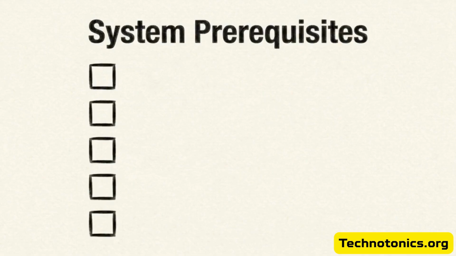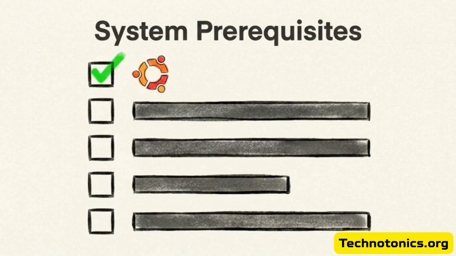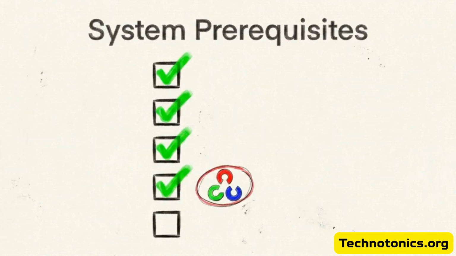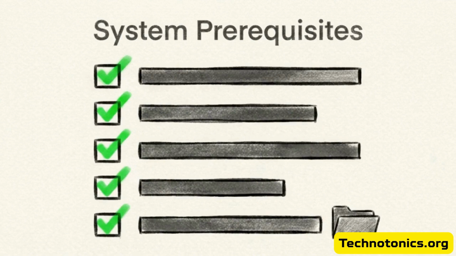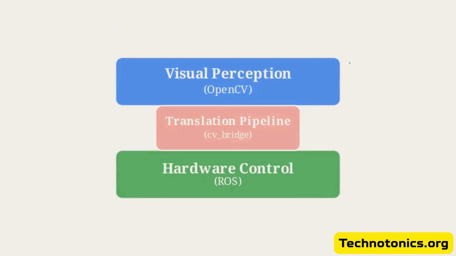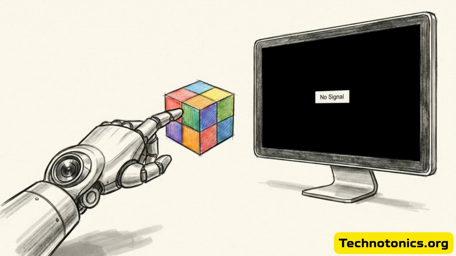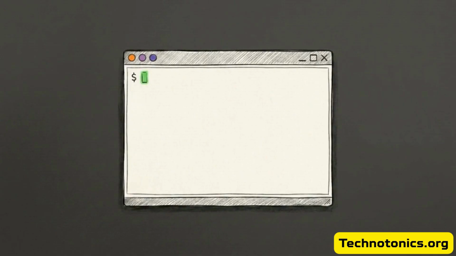Before writing any code, we need to check off the 5 prerequisites shown on this list. You need Ubuntu 20.04 or newer, the ROS Noetic framework, a Python 3 installation, the OpenCV library, and an initialized Catkin workspace. Setting up this translation pipeline is the baseline requirement for any real-time environment interaction. Without a bridge between these systems, the robot remains unable to process the visual world around it. Let's open up a fresh terminal window to begin building our system foundation.